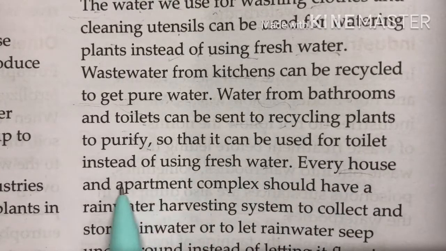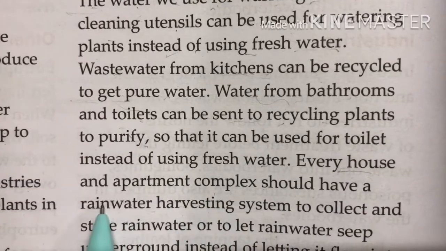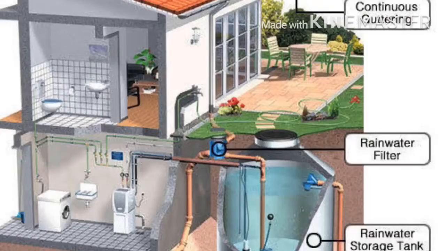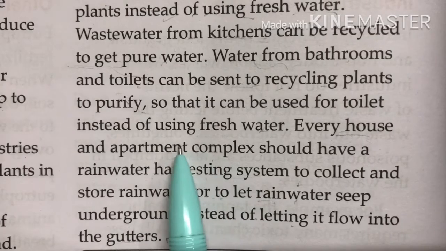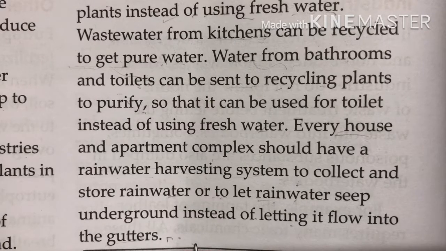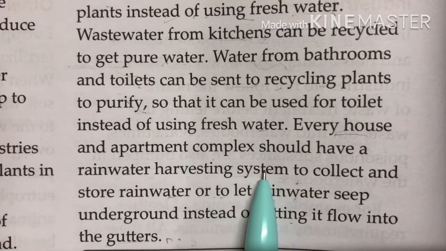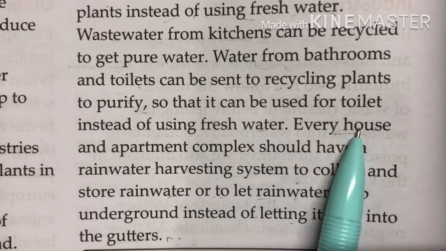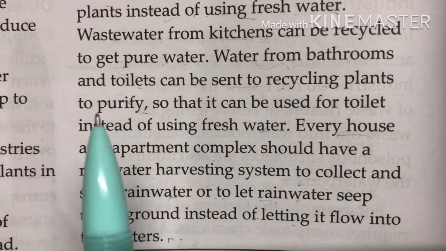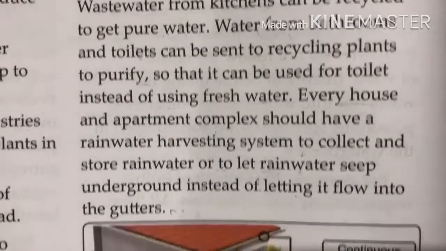Every house and apartment complex should have a rainwater harvesting system to collect and store rainwater, or to let rainwater seep underground instead of letting it flow into the gutters. Mostly the rainwater flows into the gutter, but there should be a proper rain harvesting system in every house, so that we can collect that rainwater for our house uses or other uses.